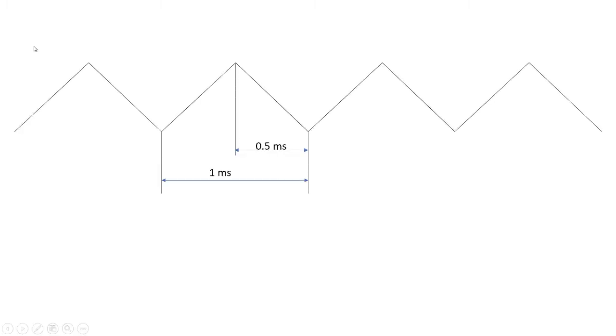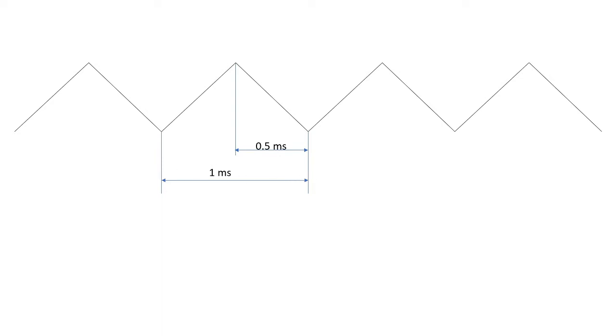In this video, we are going to discuss how to generate a triangular waveform by interfacing a DAC with the 8085 microprocessor. This is the required triangular waveform. Here, the duration is 1 millisecond, the rise time will occur within 0.5 millisecond and the fall time will occur within 0.5 millisecond. So totally this period is 1 millisecond.